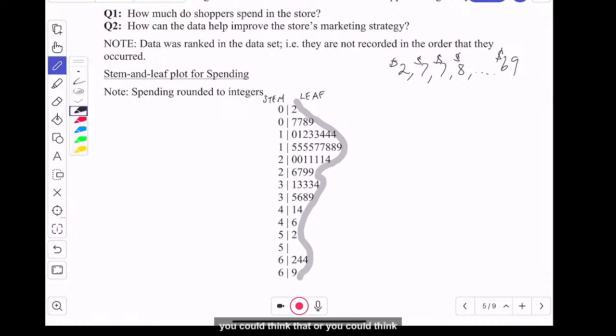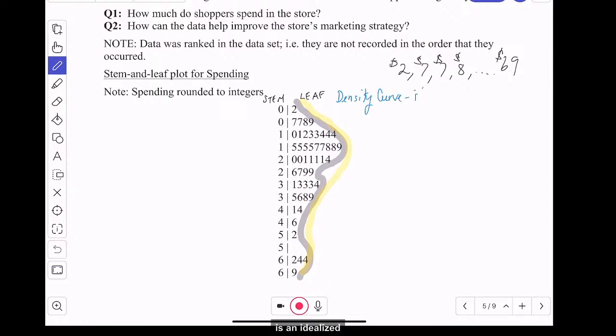You could think that, or you could think that if there was more data, I believe it would just be like this, that this gap would fill in and there would just be one group of people here and then this group that spends a lot. So depending on, maybe once you do the analysis and think about it a little bit, you can decide if it's the gray curve or the yellow curve. What I'm talking about, these are density curves. Density curves are an idealized version of the distribution.